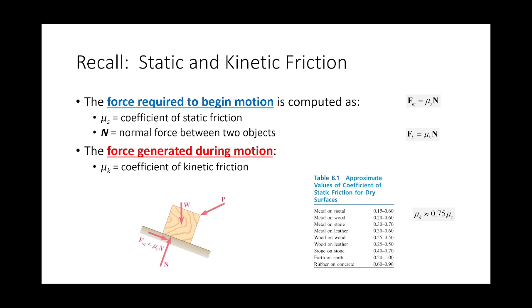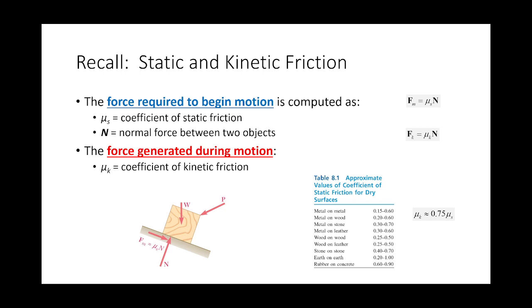And that is the force required to begin motion, which is what we're calling F sub m, which is the product of the normal force and the coefficient of static friction, and then the force that's generated during motion. Now remember, F sub m is always bigger than F sub k because the coefficient of static friction is always bigger than the coefficient of kinetic friction.